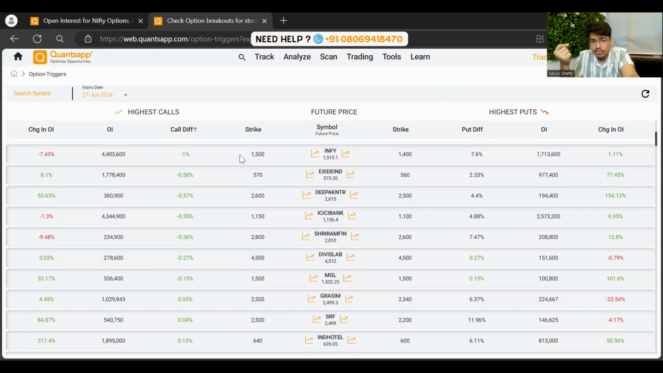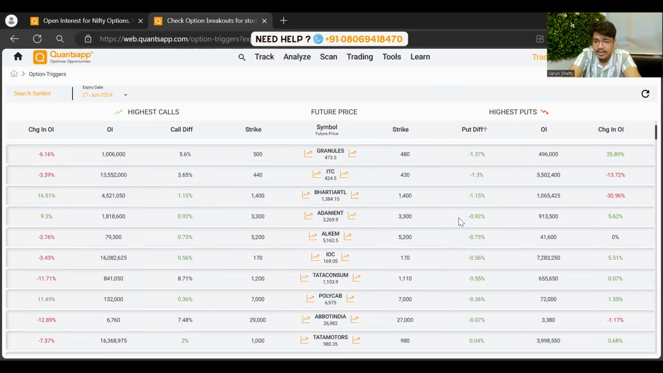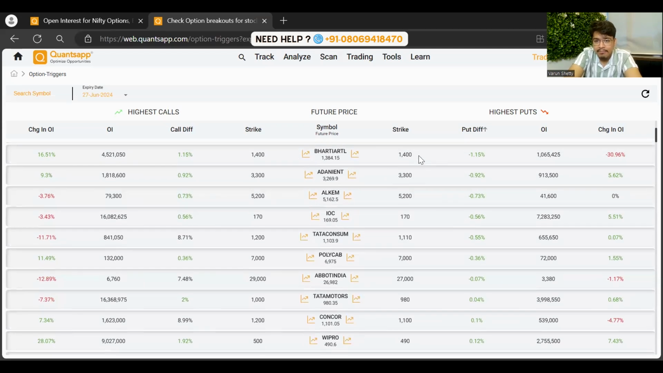So how much of a move has it produced? After the breakout, it has moved up by around 1%, so it shows negative 1%. Why? Because it is 1% above the heaviest call, so it has actually experienced a breakout. A similar thing applies to put difference as well. Let's take one example: Bharti Airtel. Bharti Airtel's heaviest put, or the support, is at 1,400. Its current price is 1,384, so it has experienced a breakdown. How much of a move has it produced after the breakdown? It is 1.15%.